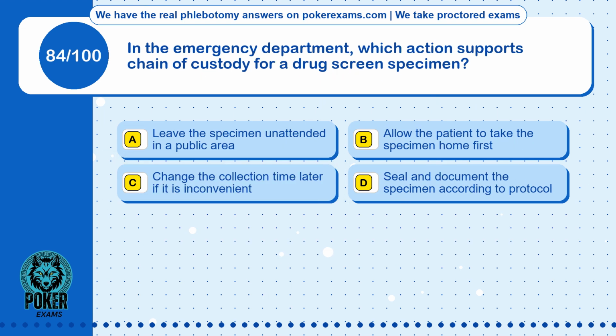Question 84. In the emergency department, which action supports chain of custody for a drug screen specimen? Option A. Leave the specimen unattended in a public area. Option B. Allow the patient to take the specimen home first. Option C. Change the collection time later if it is inconvenient. Option D. Seal and document the specimen according to protocol.